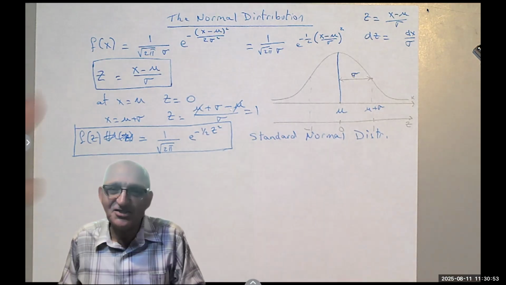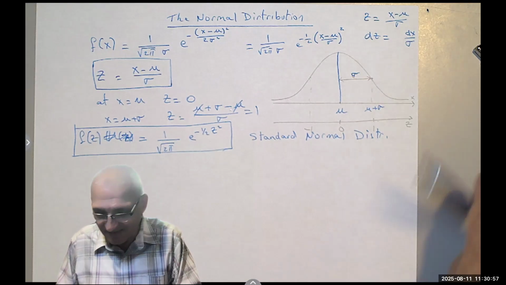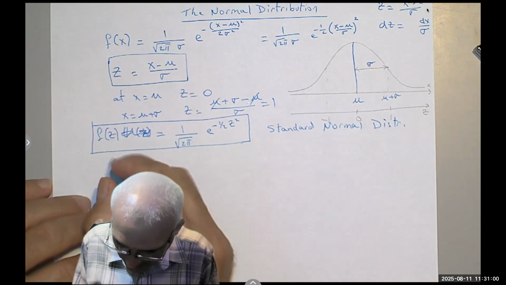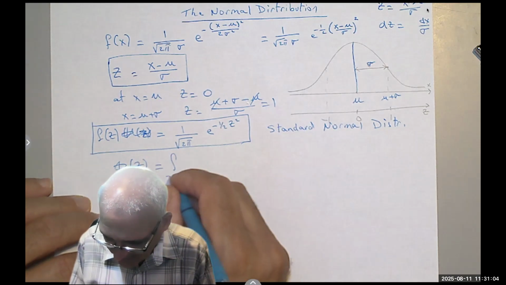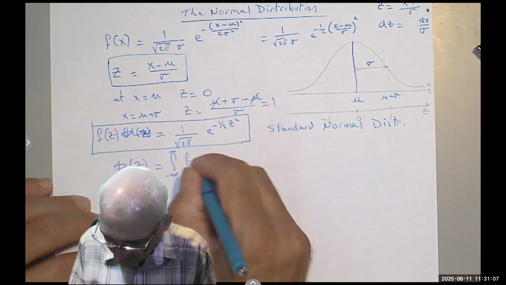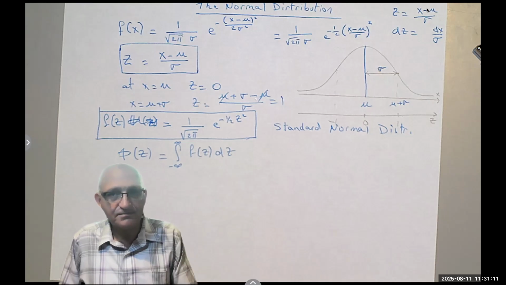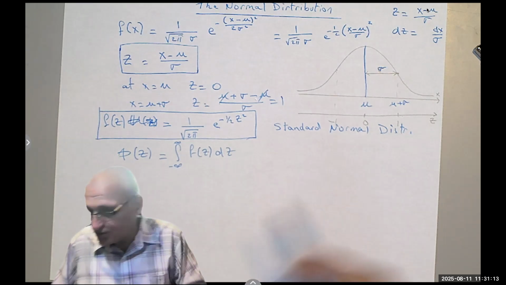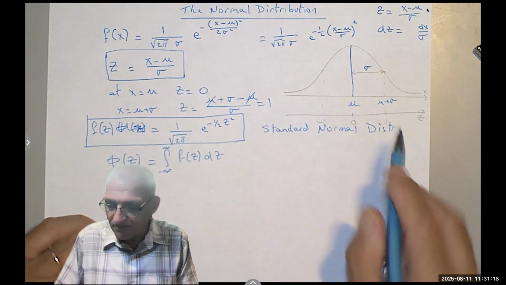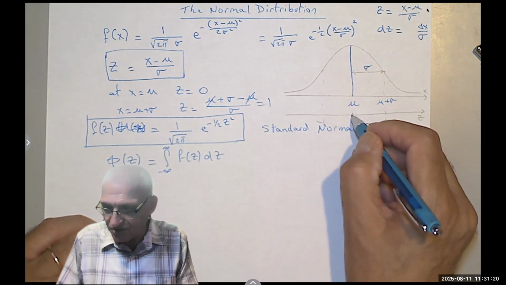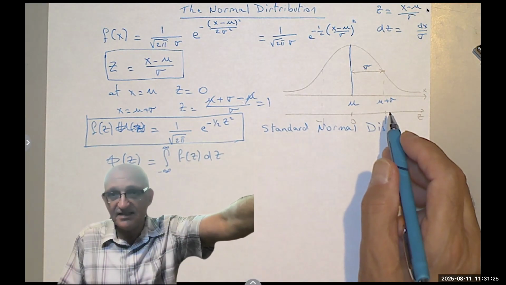Of course, nowadays you don't need to do any of that. You have calculators, you have computers, so you can find that cumulative distribution, which is the integral from negative infinity to z of f of z dz. You get that from tables. So what we are going to use is a standard normal distribution that has a mean of 0 and a standard deviation of 1, regardless of your mean and standard deviation.